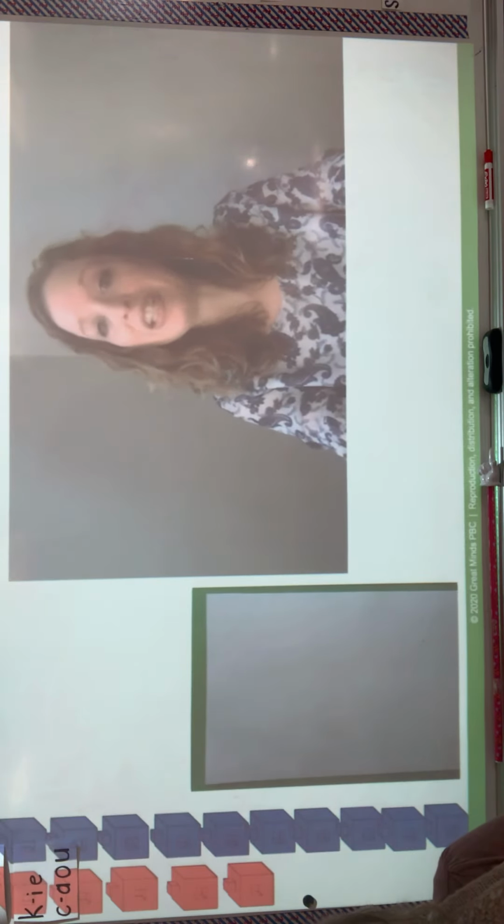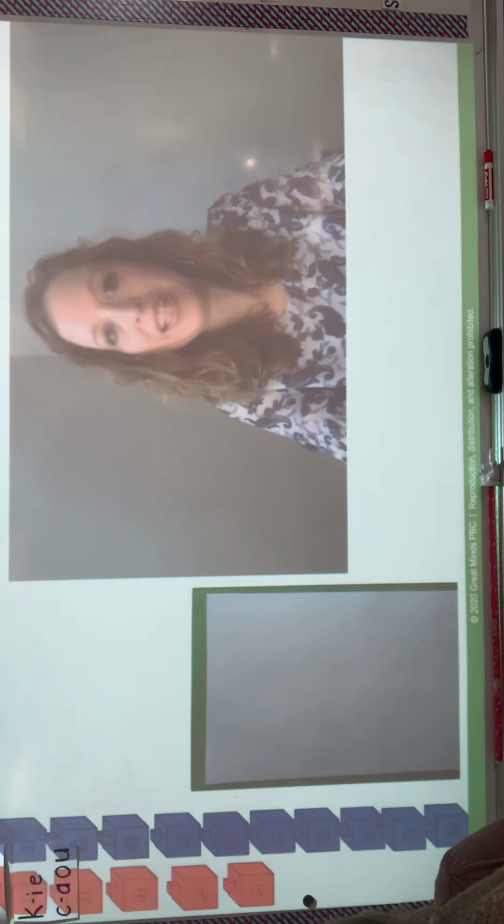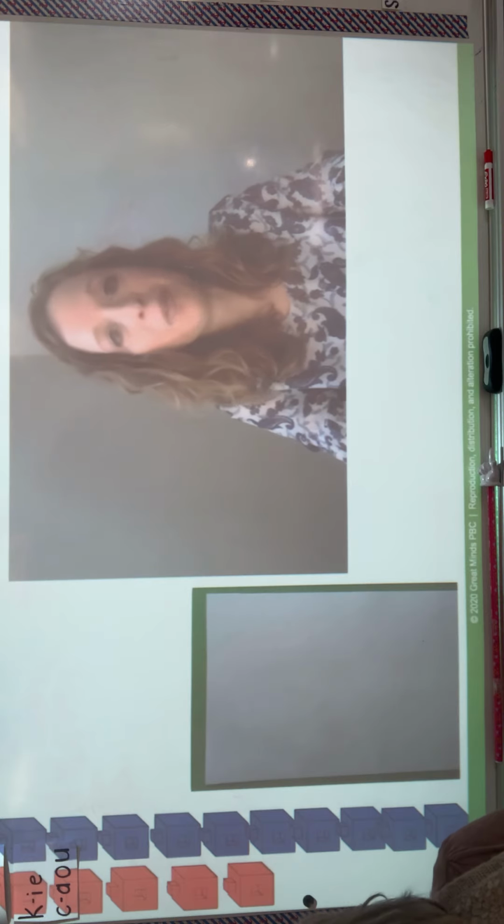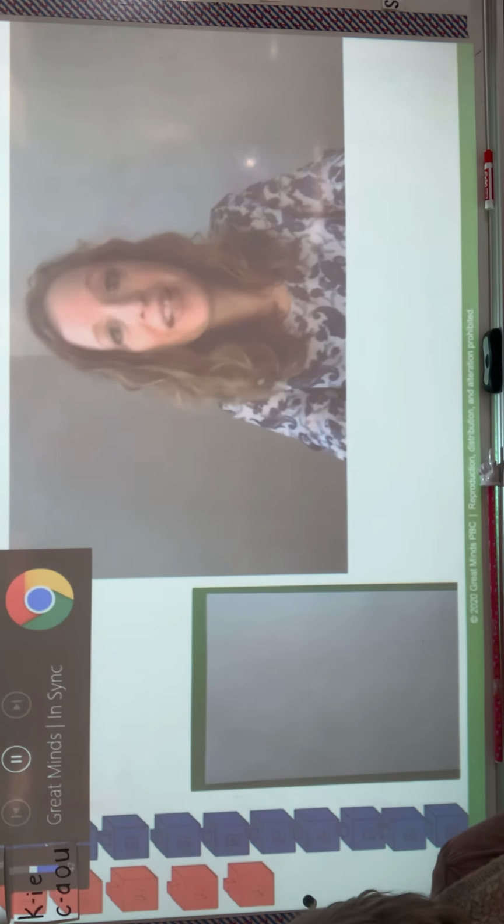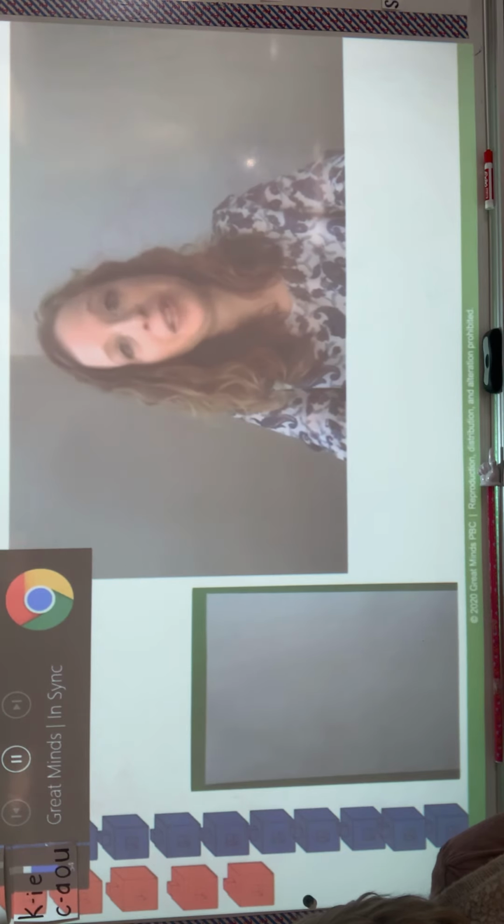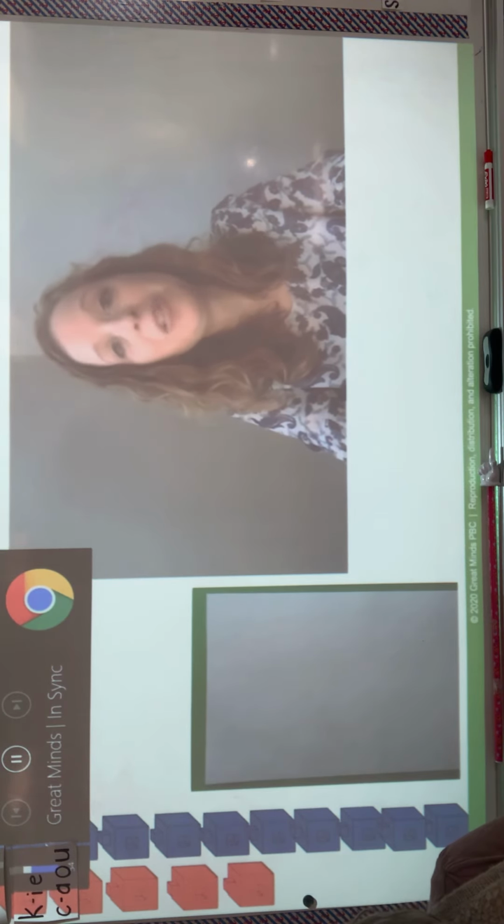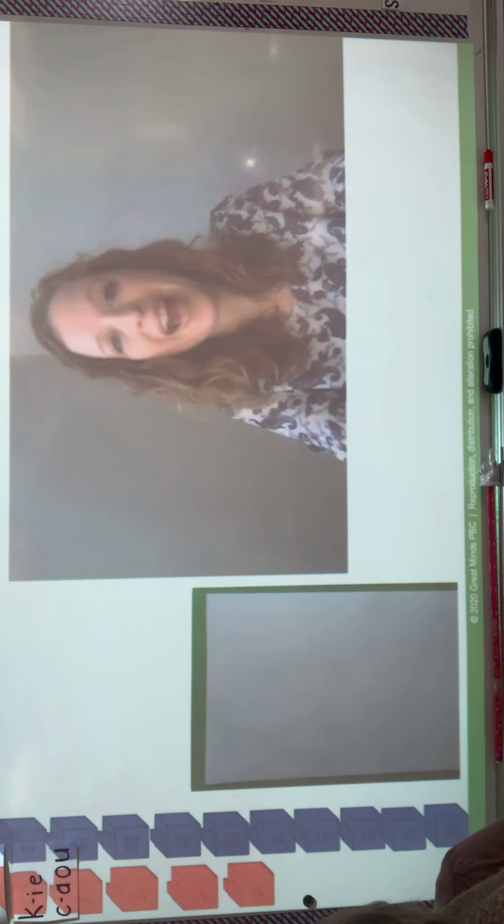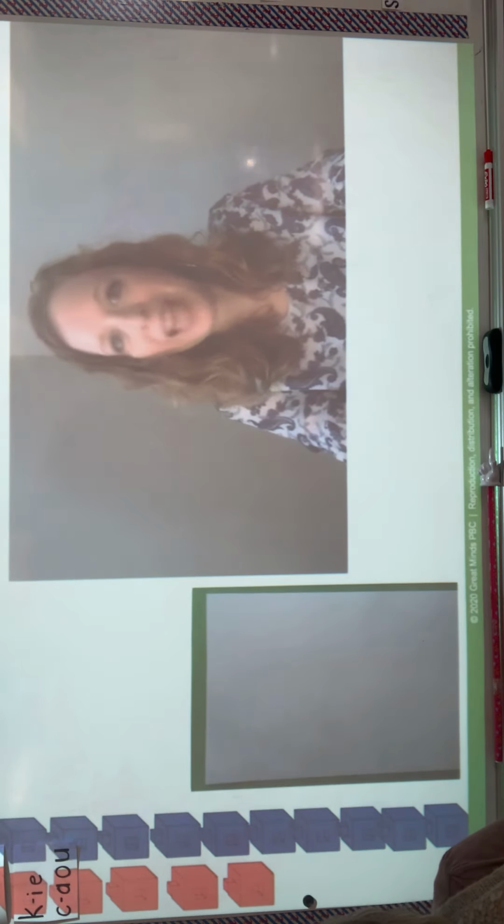For this lesson, you will need 1 sheet of paper, 5 linking cubes of one color, and 10 linking cubes of a different color. I'll be using blue and red, but you can use whatever 2 colors you have. Pause the video to find your materials and press play once you found them.